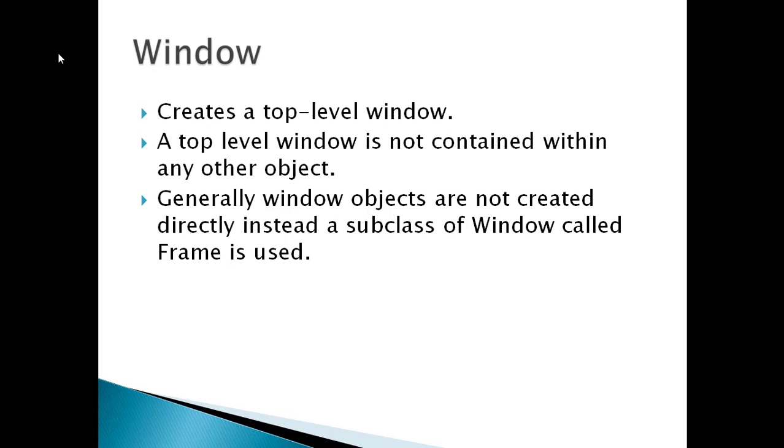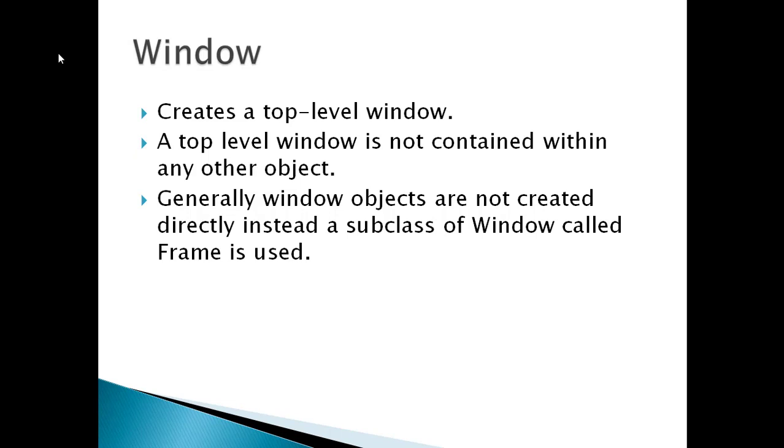Next class is the Window class. It is a top level window. An example of this window is when we start our computer or laptop system. The first screen appears, and that screen is shown by the Window class. So it is called the top level window. A top level window is not contained within any other object. It can contain other objects, but a top level window is not contained within any other object.